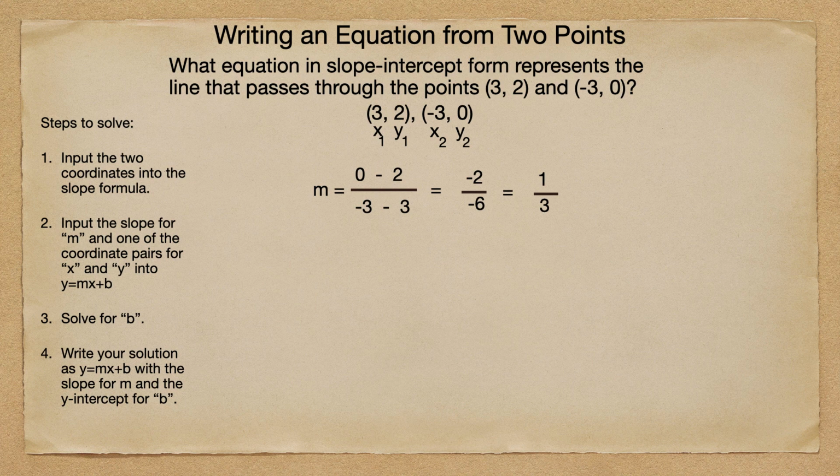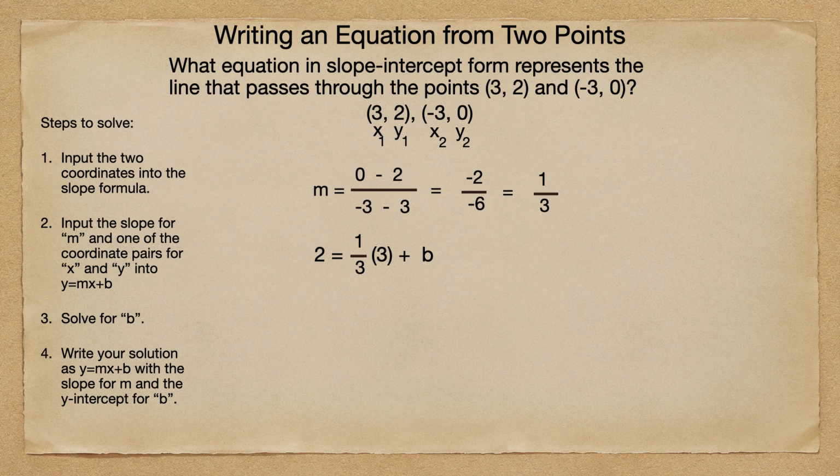We're now going to input the slope of m, which is 1/3, and one of the coordinate pairs in for x and for y into our slope-intercept form, y equals mx plus b. I used the first coordinate pair, which is the 3 goes in for the x and the 2 went in for the y, and we brought down our m.